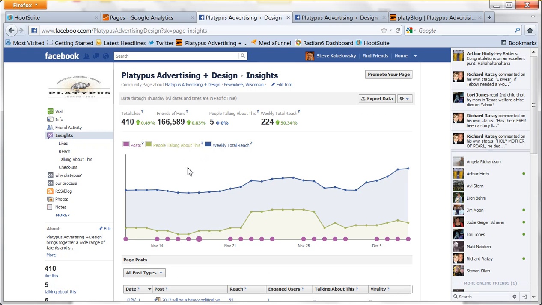So this is over just the last, looks like it's a 2-week curve, maybe a little bit longer, and we can take a look back and see exactly the weekly total reach, and we can take a look on a daily or monthly or weekly basis. We can take a look at the people who are talking or who are engaging with the content, and the number of posts and how many posts in a day.